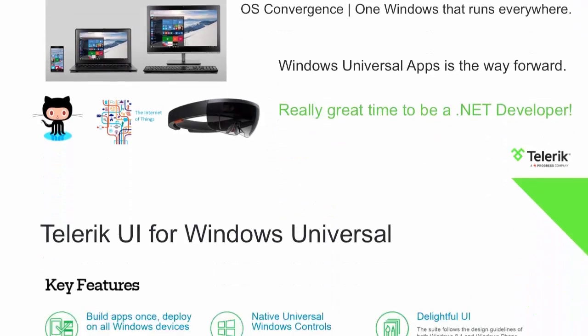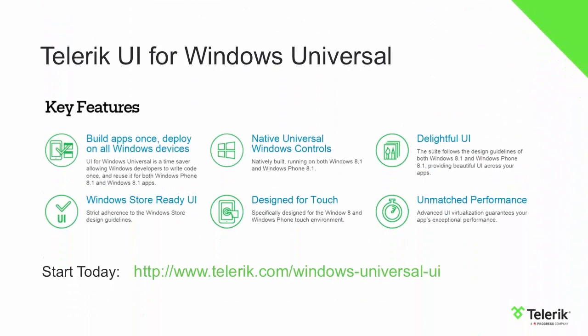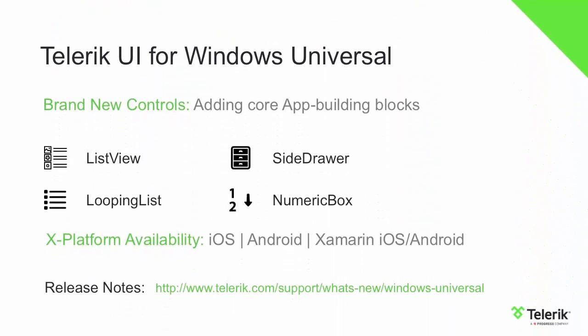So, what can Telerik do for you, the Windows developer? Well, as you know, we have a suite called the Telerik UI for Windows Universal. This is a collection of highly performant native universal controls that run on Windows 8.1 and Windows Phone 8.1. It gets you that great polished UI out of the box. Now, in line with the importance of Windows Universal Apps going forward, we are putting a lot more investment in the Telerik UI for Windows Universal suite.